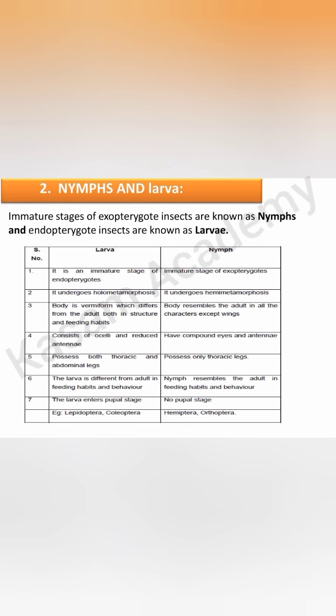Larva is different from adult in feeding and behavior, and larva have the pupal stage, whereas nymph resemble the adult, but do not undergo any pupal stage. Examples of larva are the orders Lepidoptera and Diptera. And example of nymph includes the order Orthoptera.